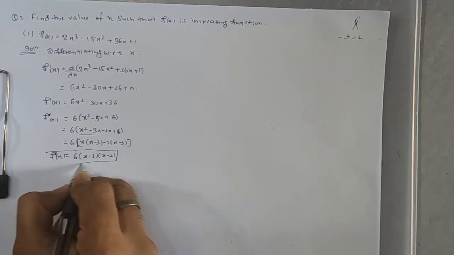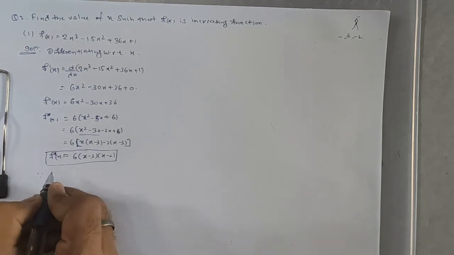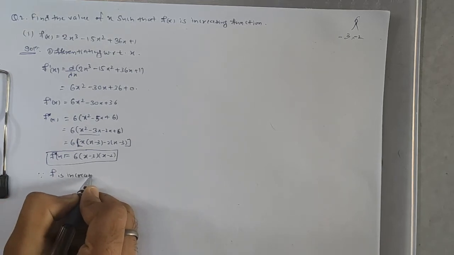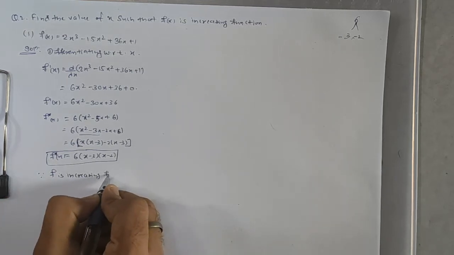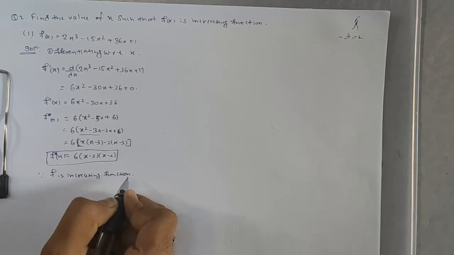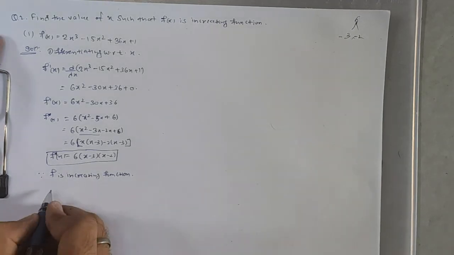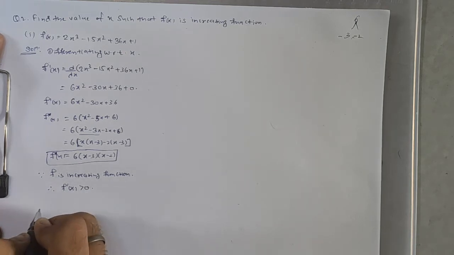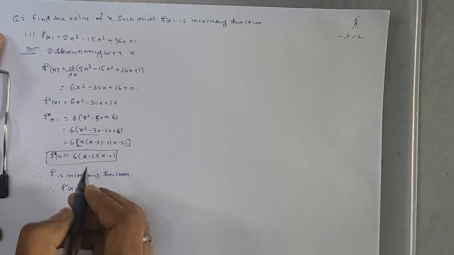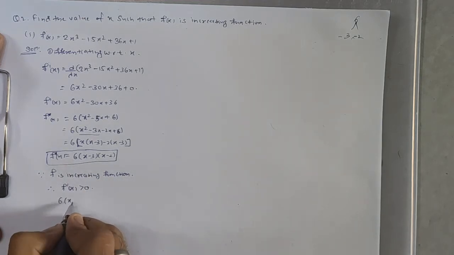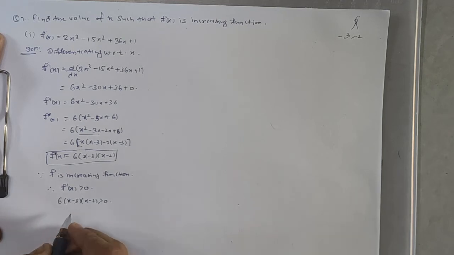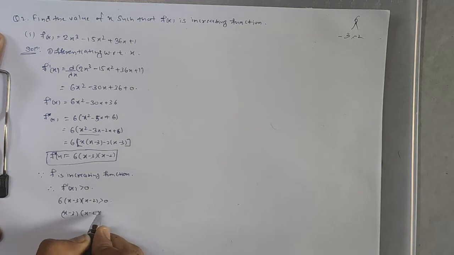Now since f is an increasing function, therefore f dash of x will be greater than 0. That means this term is greater than 0: 6 into x minus 3 into x minus 2 is greater than 0. That means x minus 3 into x minus 2 is greater than 0.